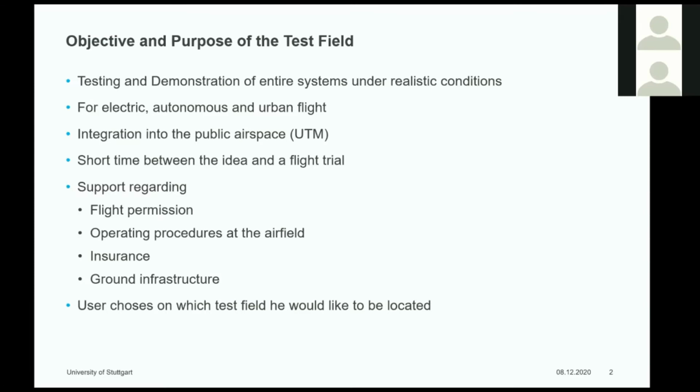With these aspects and goals in mind, the facility enables quick turnaround times between ideas and corresponding flight trials and demonstrations. The test facility supports its users regarding flight permissions, operating procedures at the airfield, insurance requirements, and especially a wide choice of ground infrastructure.